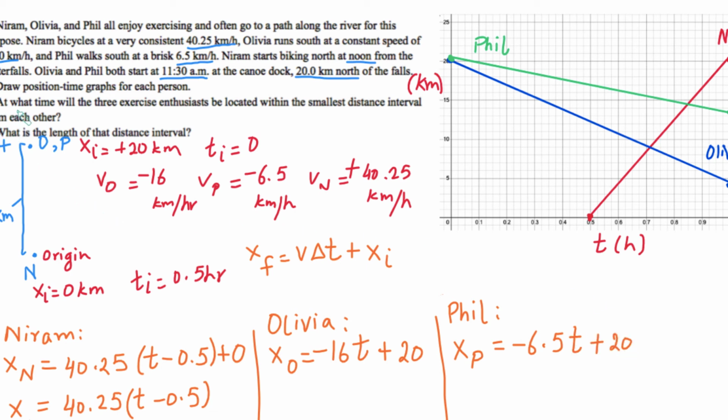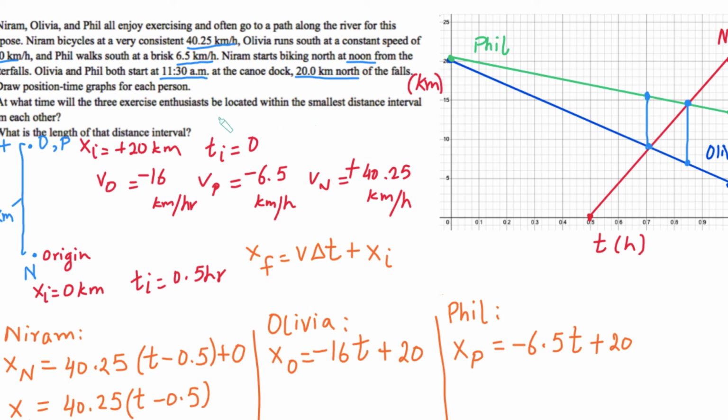Now let's look at the second part, which says: at what time will the three people be located within the smallest distance interval from each other? We can see from the graph that the three people are never at the same location at the same time. When Niram and Olivia are intersecting at this point, Phil is here. And when Niram and Phil are intersecting at this point, Olivia is here. So we have to choose between these two options. If we look at the distance between these 2 points and these 2 points, we see that when Niram and Phil are intersecting, Olivia is farther away as compared to when Niram and Olivia are intersecting and Phil is closer.